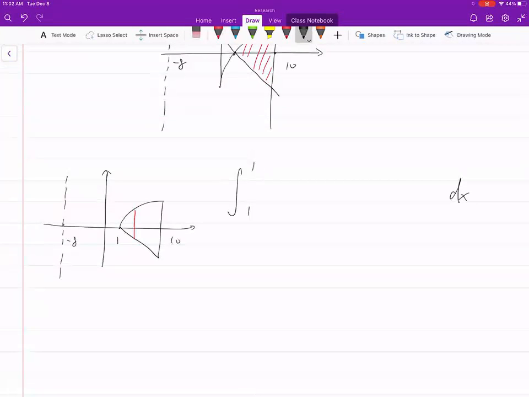2 pi RH. Your R and your H. So it's easy to see your R is going to be your X plus 8, and your H is going to be the parabola minus the straight line.